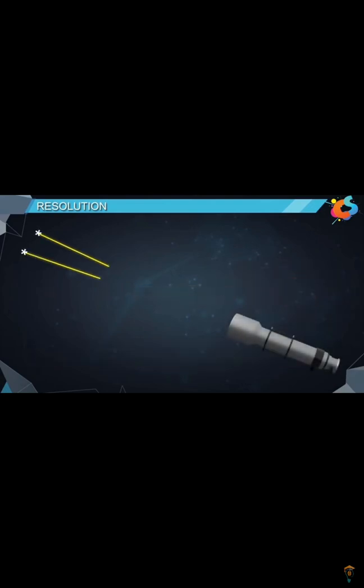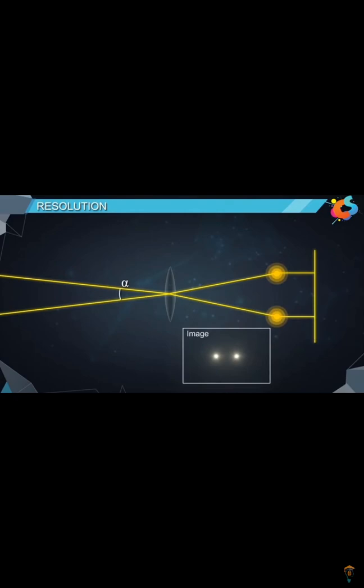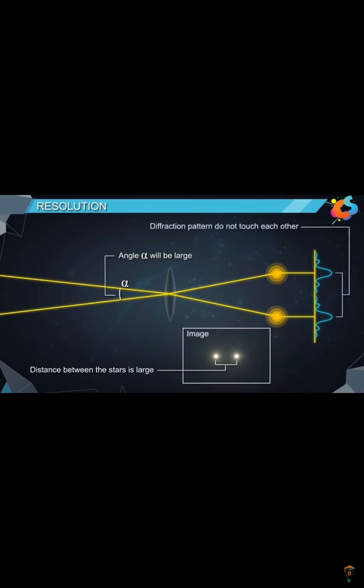Suppose we are observing a nearby star with the help of a telescope. Here, light waves coming from these stars pass through the lens, making an angle alpha at the lens. The rays undergo diffraction and produce an image on the screen. Since the distance between the stars is large, angle alpha will be large and the diffraction patterns do not touch each other. Hence, the images of the stars can be seen as separate images.